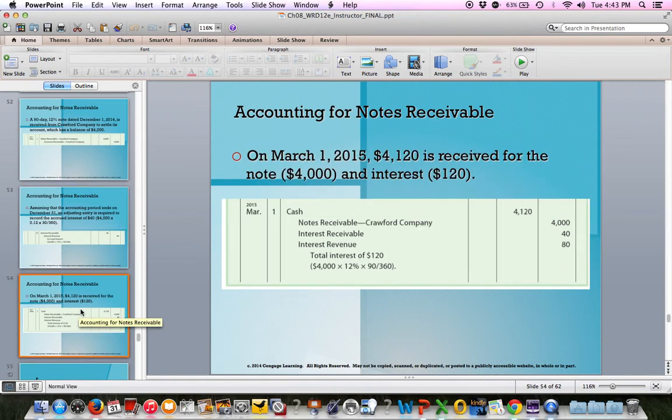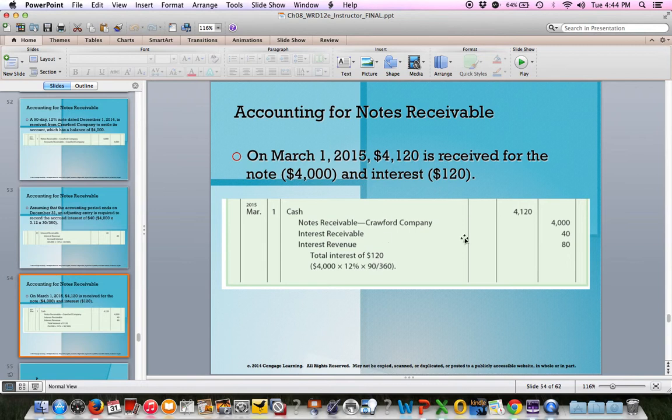And then we get to the note due date, and we receive payment from Crawford Company. So we flash forward to March 1st, and we receive $4,120, and that $4,120 is $4,000 principal times 12% interest times 90 days divided by 360. I get total interest earned of $120. However, I've already recorded $40 worth of interest earned back on December 31st. So I can't record 120, I can record 80 instead, 120 minus 40 to get to 80.